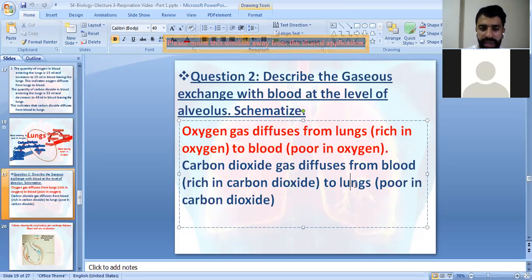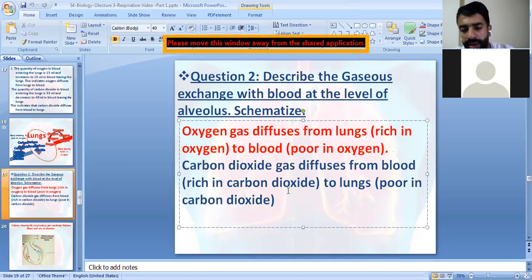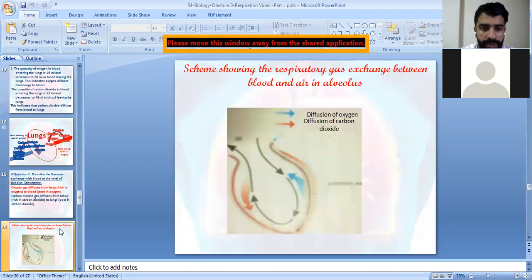So you have to know this. Oxygen gas diffuses from the lungs, which is rich in oxygen, to the blood, which is poor in oxygen, and carbon dioxide diffuses from where to where? Opposite, from the blood, which is rich in carbon dioxide, to the lungs, which is poor in carbon dioxide.